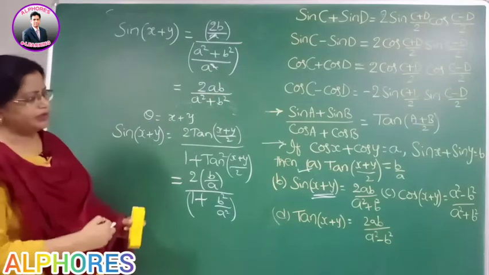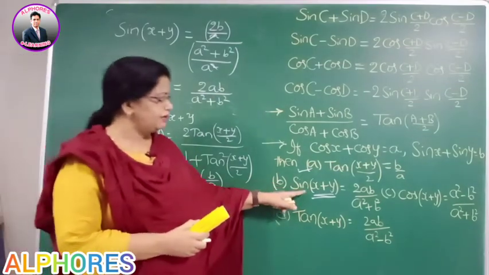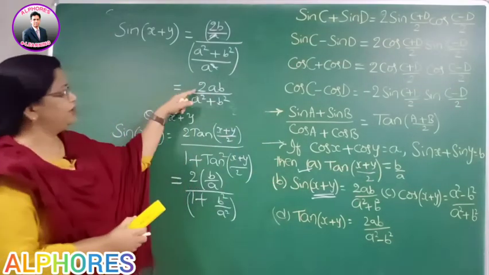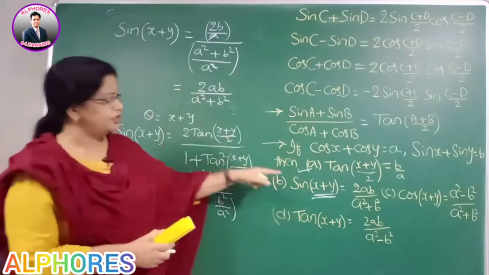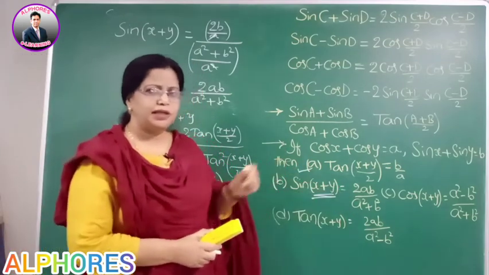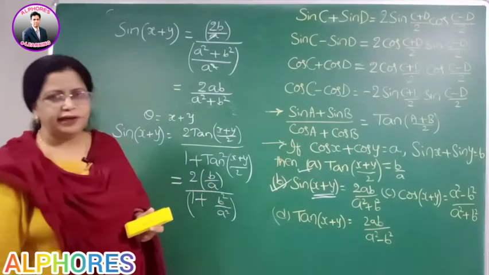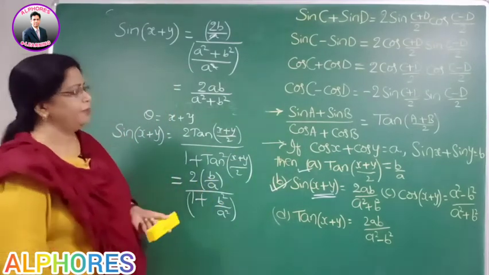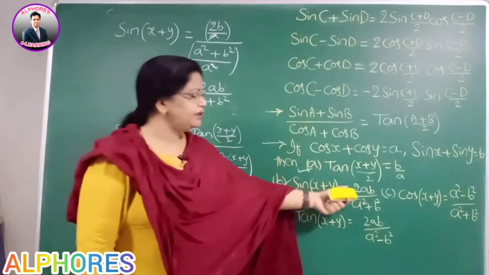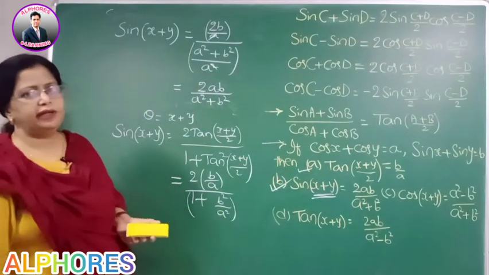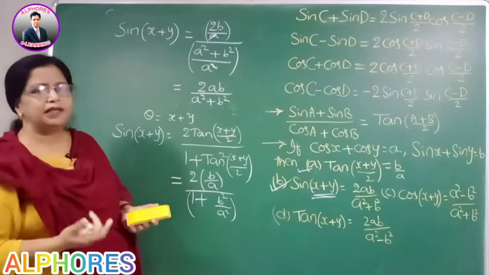Got it now? So what is our answer? Sin of x plus y equal to, we got how much here? 2ab by a square plus b square. Therefore option B is also the right answer. Now let us observe the third value. What is the third one here? Cos of x plus y.